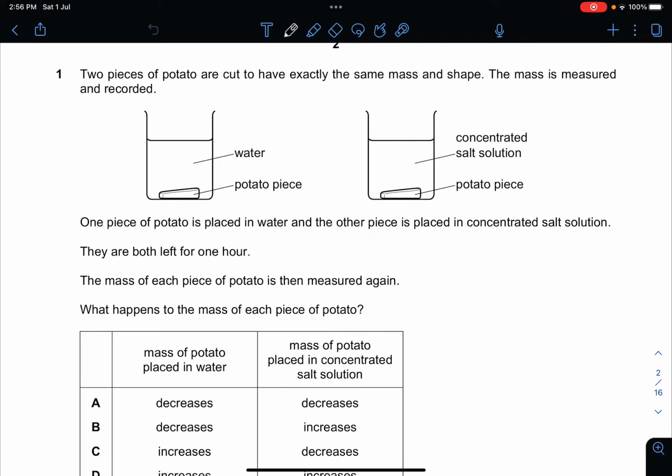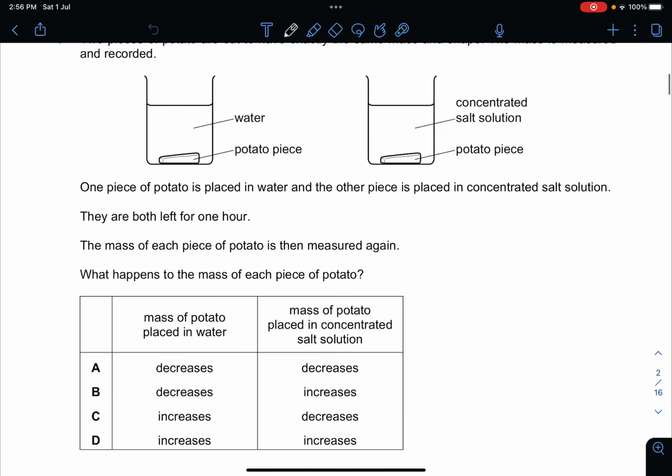Okay, so two pieces of potato are cut exactly, have the same mass and shape. The mass is measured and recorded. One piece of potato is in water, the other in concentrated salt solution. They are both left for 1 hour. The mass of each piece of potato is then measured again. What happens to the mass of each potato?